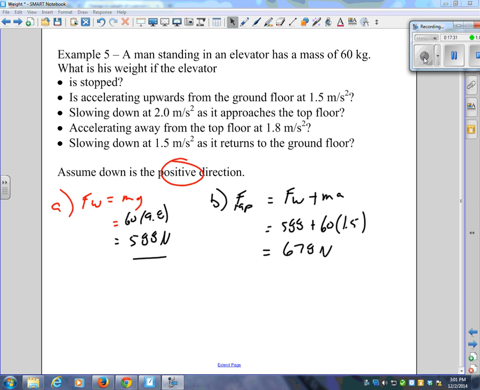So his apparent weight at the bottom, accelerating upwards, is 678 newtons. He weighs more. Watch out, look at that. What about C, slowing down at 2 meters per second squared as it approaches the top floor? Same thing. 60 times 1.5. Okay.